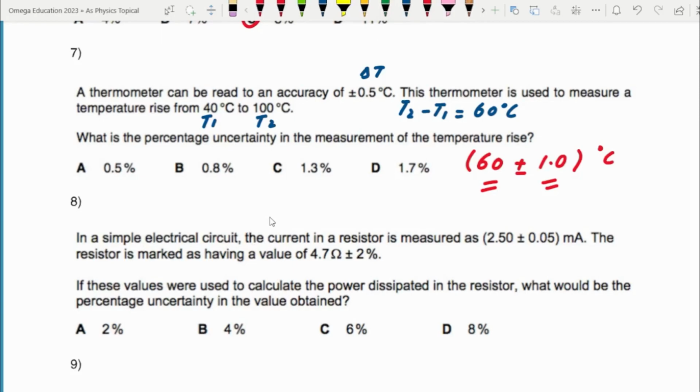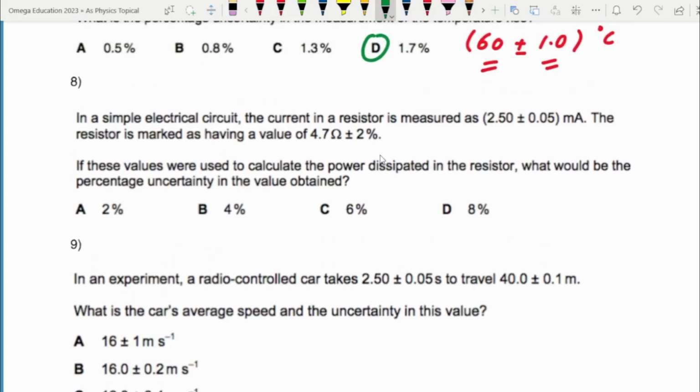What we do afterwards is we can find the percentage uncertainty now. So absolute uncertainty divided by principal value times 100. So 1.0 divided by principal value multiplied by 100. So what do you get? We get 1.7 as the answer. Let's take a look at the next one.